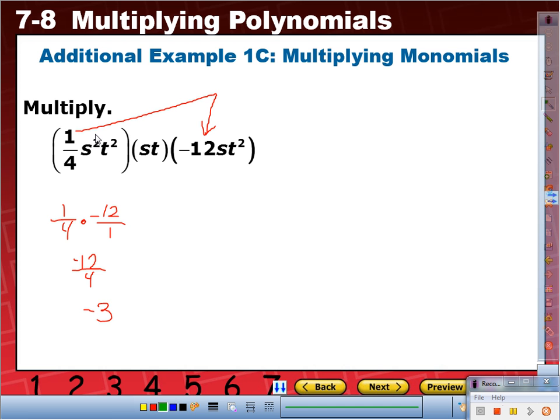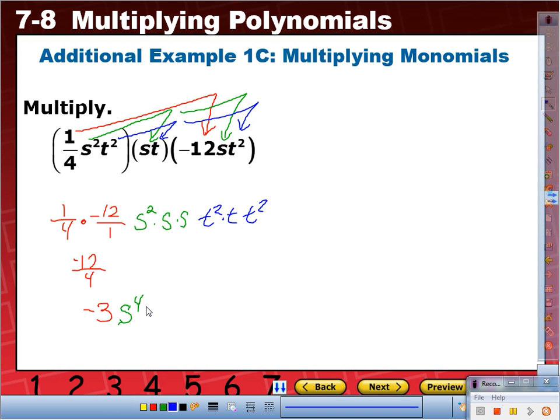Okay? Next, s squared times s. I'm going to write it here. S squared times s. Do I have another s? Yes, times another s, which is right here. So look at it. What is s squared times s times s? S to the 4th. Okay? Next, t squared times t. I'm going to write it here. T squared times t. And then whatever I get here times t squared. So what is t squared times t squared? T to the 5th, and I'm done.